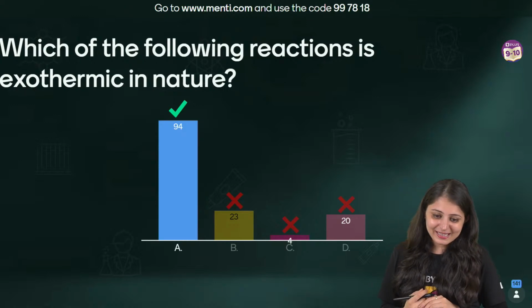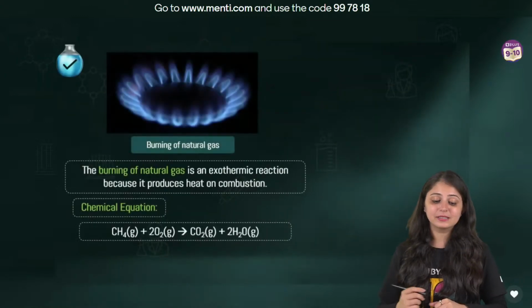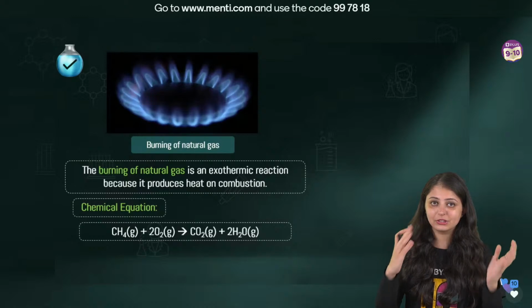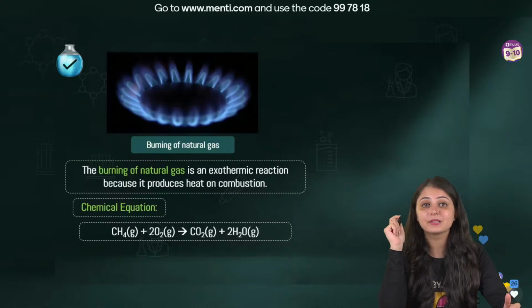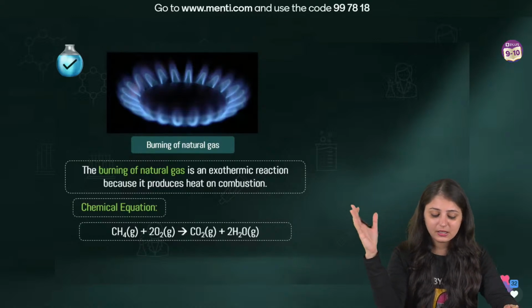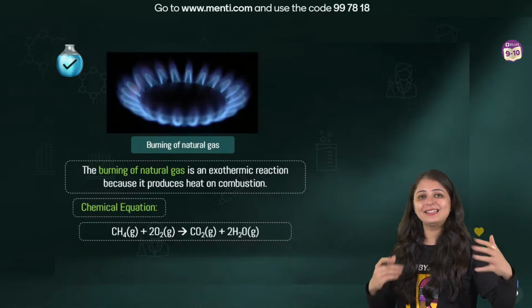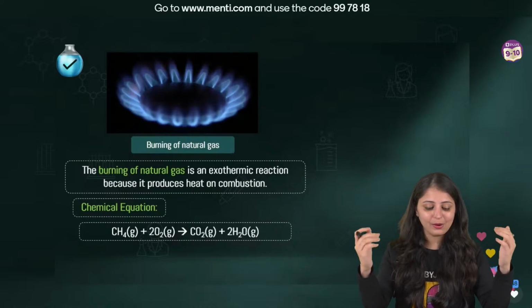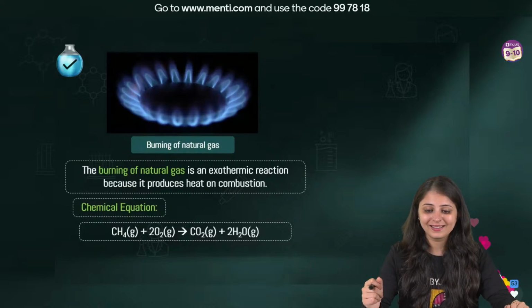So yes, option A, burning of natural gas. That is exothermic in nature. In burning of natural gas, you can see in the equation that methane is burning in the presence of oxygen to give you carbon dioxide, H2O, and a lot of heat is being given out. So exothermic basically means that heat is exiting, being released. And yes, you have guessed the equation right. It's producing a lot of heat.